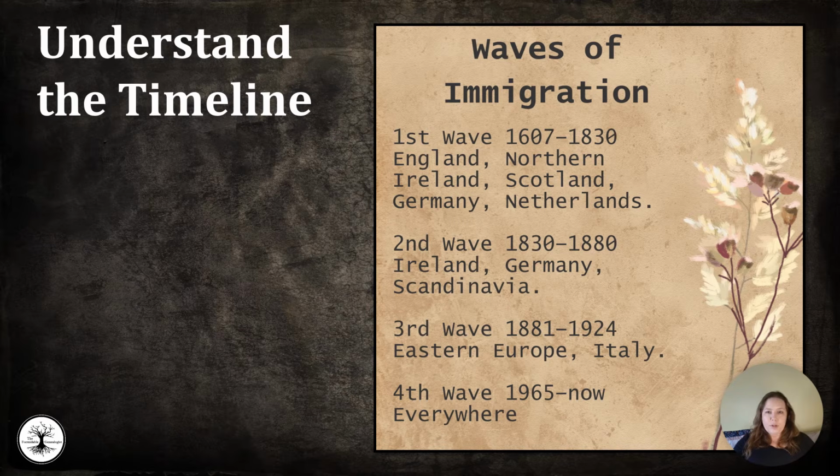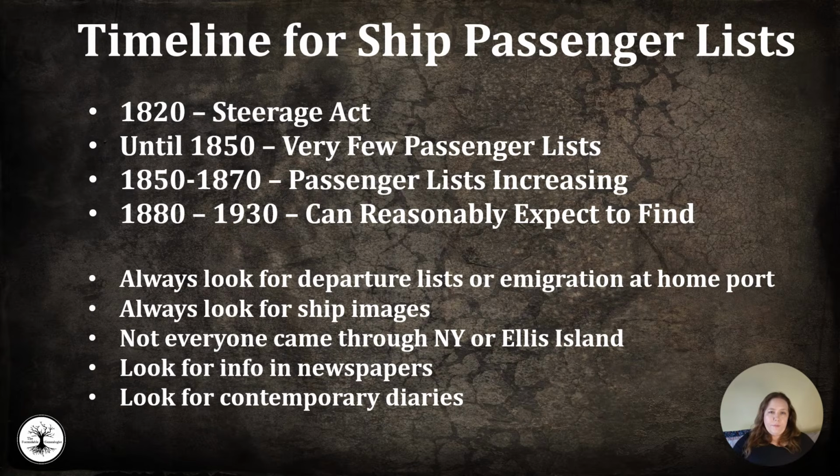There are a lot of different push and pull factors to consider, and the timeline is also important to consider. A very common misconception is that you can always find a passenger list for your immigrant ancestor, even if they came in like 1770. You may not be able to trace somebody back to their point of origin if they are from long enough ago that there are not immigration or naturalization documents or any type of passenger lists for them.